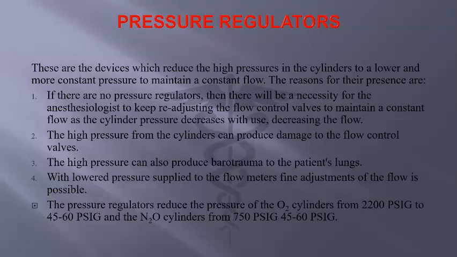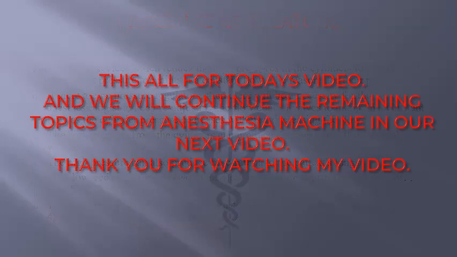The high pressure can also produce barotrauma to the patient's lungs. With lowered pressure supplied to the flow meters, fine adjustments of the flow are possible. The pressure regulators reduce the pressure of the oxygen cylinders from 2200 psig to 45 to 60 psig, and the nitrous oxide cylinders from 750 psig to 45 to 60 psig.